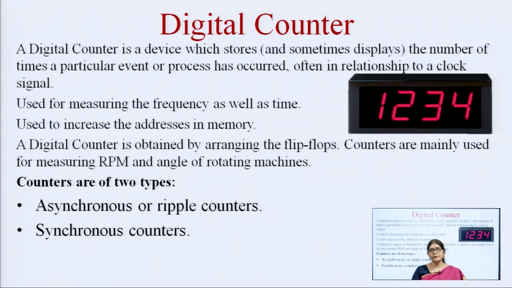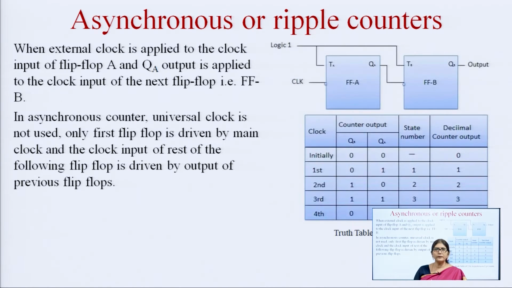One is the asynchronous counter, also known as the ripple counter, and the second is the synchronous counter. So, this is the asynchronous counter, which has two flip flops, or we can say a two stage asynchronous counter. In an asynchronous counter the clock is applied at one place, here the clock is applied, and the second flip flop receives the output of the first flip flop.